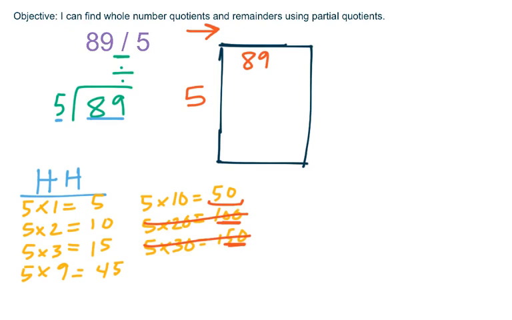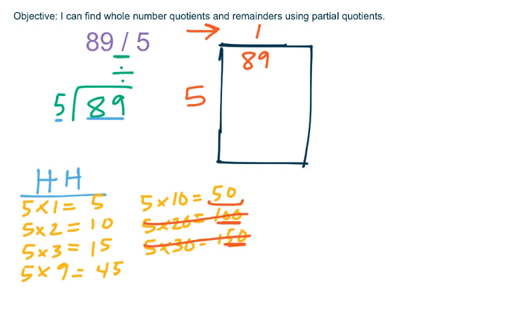So your goal is, like I said, not to try to get that exact number of 5 times something that gets me closest to 89. You don't have to do that, because in the end you'll probably end up doing more work than if you just start piecing away at it. So in this case, I know that 5 times 10 is 50.